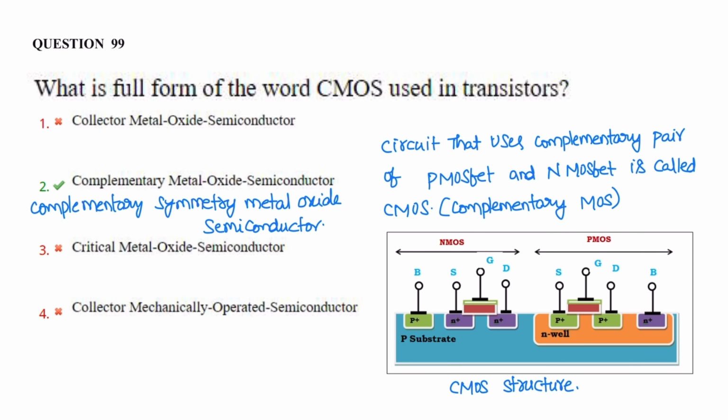The full form of the word CMOS used in transistor. So CMOS represents complementary metal oxide semiconductor. It can also be named as complementary symmetry metal oxide semiconductor. This is a CMOS structure presented here. It consists of both NMOS and PMOS. The circuit that uses a complementary pair of PMOS and NMOS is called CMOS.